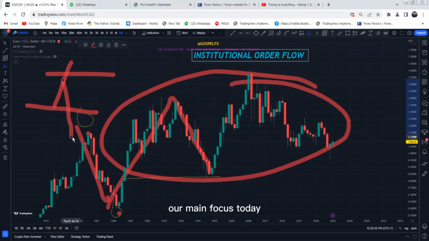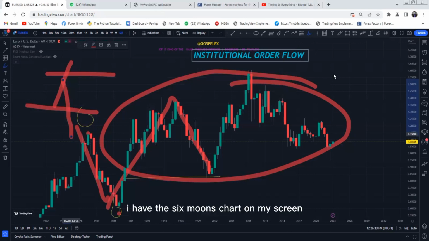All right, but our main focus today is just to make you understand the theory of institutional order flow. Okay, so how do we determine your institutional order flow? First thing, whether you're a scalper, position trader, swing trader or whatsoever type of trader, you need to know how to use your time frames, which is very, very important.